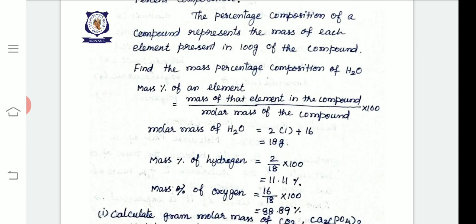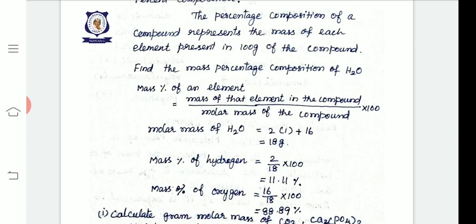How can we calculate the molecular mass, or molar mass, of water? H2O is the formula. The mass of an atom of hydrogen is 1. The mass of oxygen is 16. So 2 into 1 plus 16, totally 18 grams. The molecular mass of the water molecule is 18 grams. So it should be multiplied by 100.